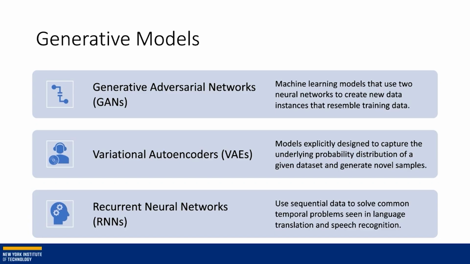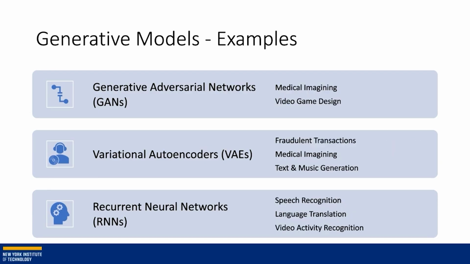And then for RNNs, we have sequential data to solve common problems, such as language translation as well as speech recognition. For examples of these, for GANs, we have medical imaging and video game design. For variational autoencoders, we have fraudulent transaction detection, medical imaging, as well as text and music generation. And for RNNs, we have speech recognition, language translation, and video activity recognition.